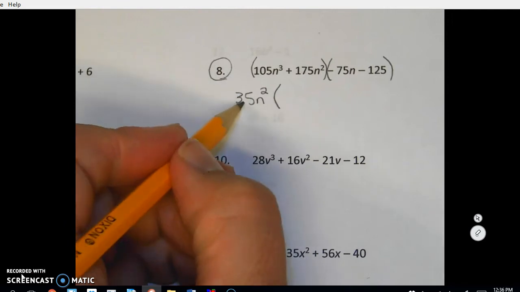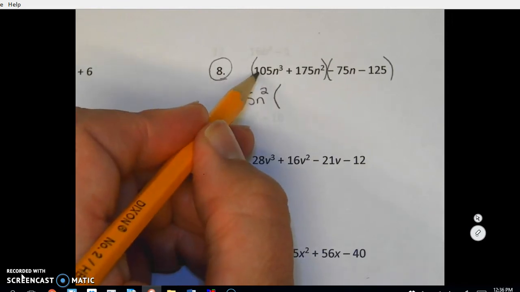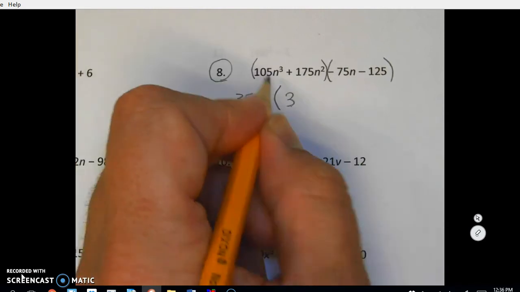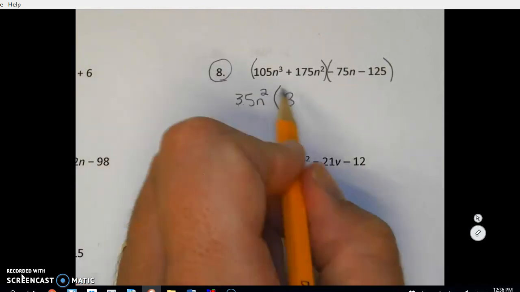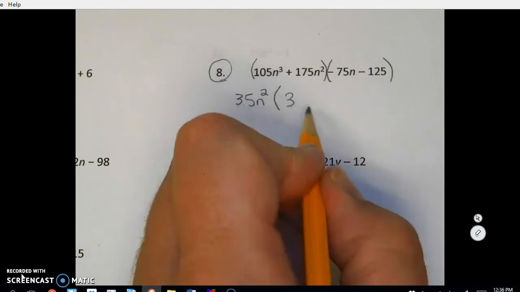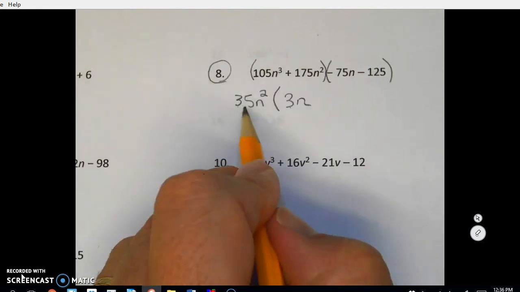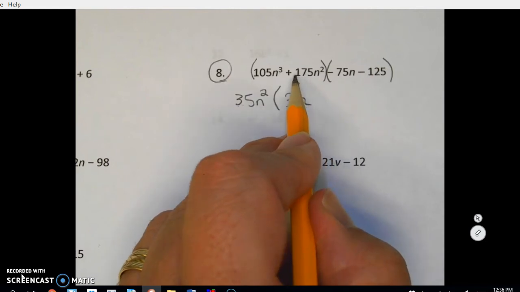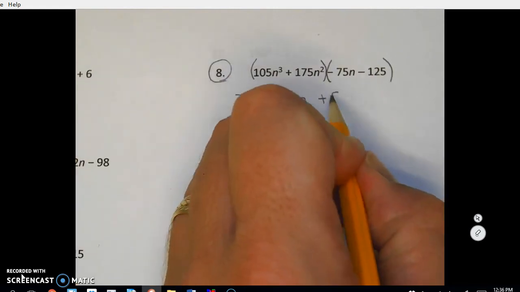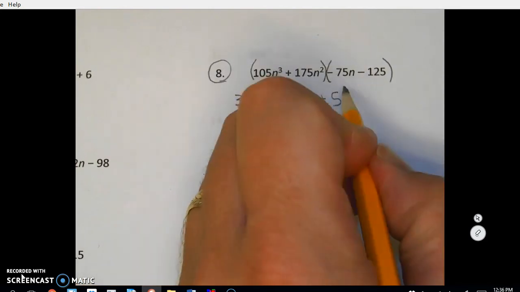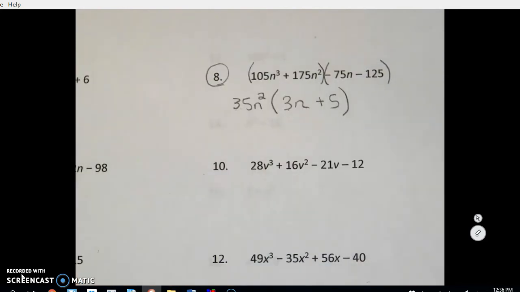So factoring out a 35 out of 105, I get 3. 35 times 3 is 105. And then factoring out 2 n's from 3, we get 1 left over. And then 35 goes into 175 5 times. And taking an n squared from an n squared leaves us with 0 n's.